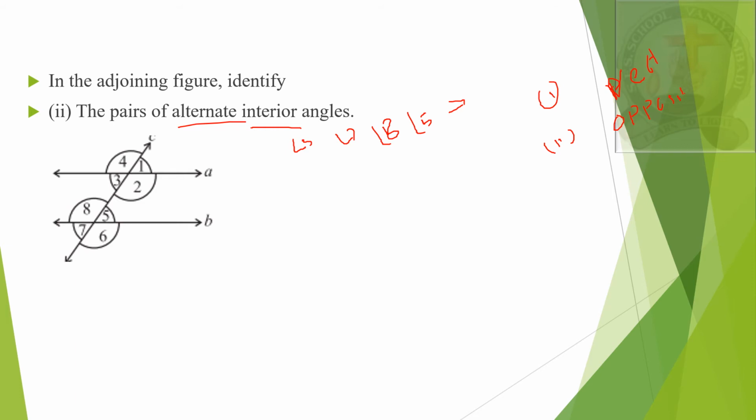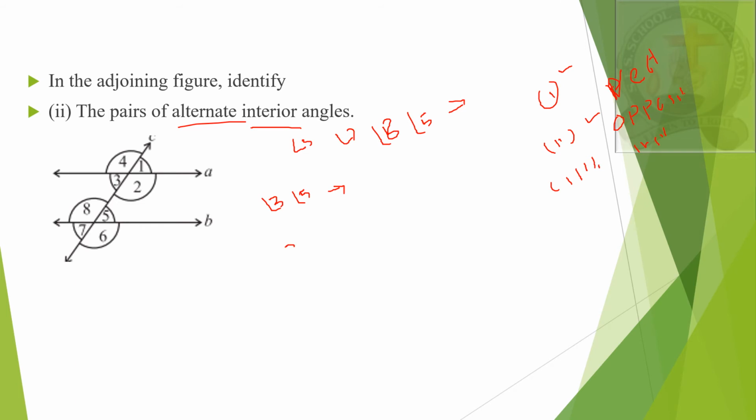Okay, then they should lie opposite to each other. Third condition, for alternate interior angles, they should lie inside the parallel lines. For example, here angle 3, what is the angle opposite to angle 3? Angle 5. Now angle 3 and angle 5 have different vertices, so the first condition is satisfied. The second condition is they are opposite to each other, which is also satisfied. And the third one is they lie inside the parallel lines. Therefore angle 3 and angle 5 are alternate interior angles.